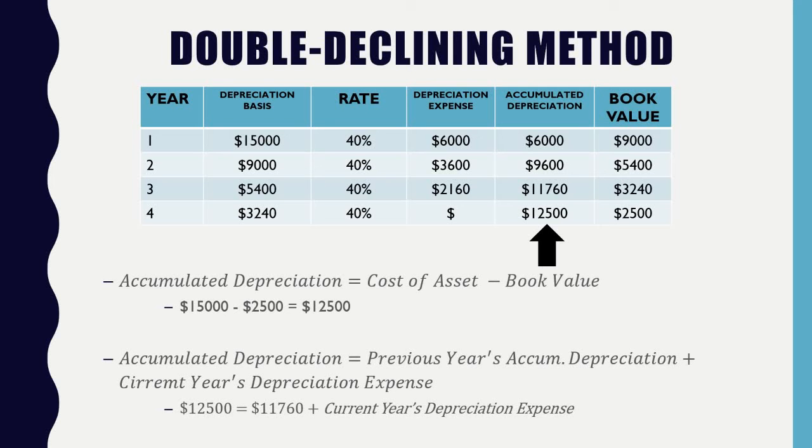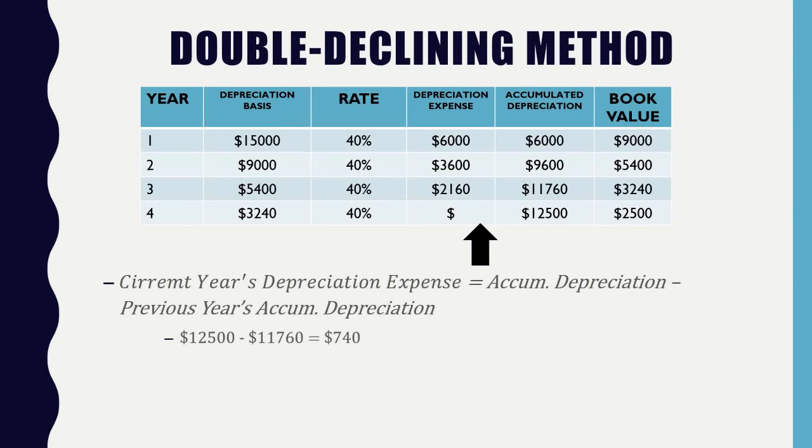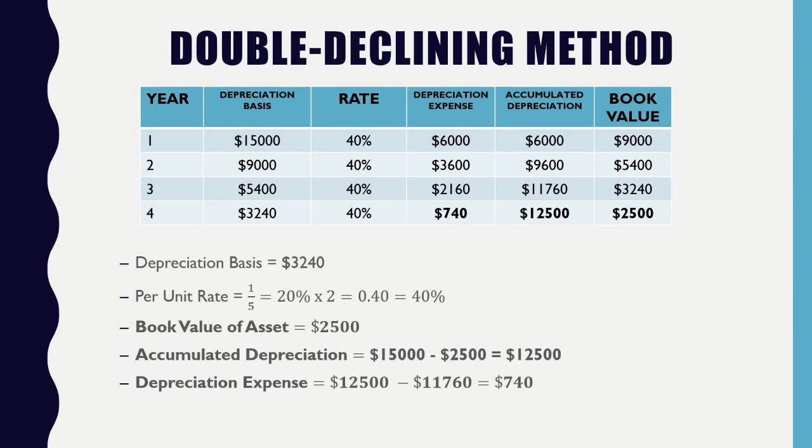So once again, the formula to solve for accumulated depreciation is the previous year's minus the current year's. In this case, I have my accumulated depreciation of 12,500. I'm going to subtract out my previous year's of 760 to get a total depreciation expense of 740. Okay? Now let's notice this. My asset only lasted 4 years.